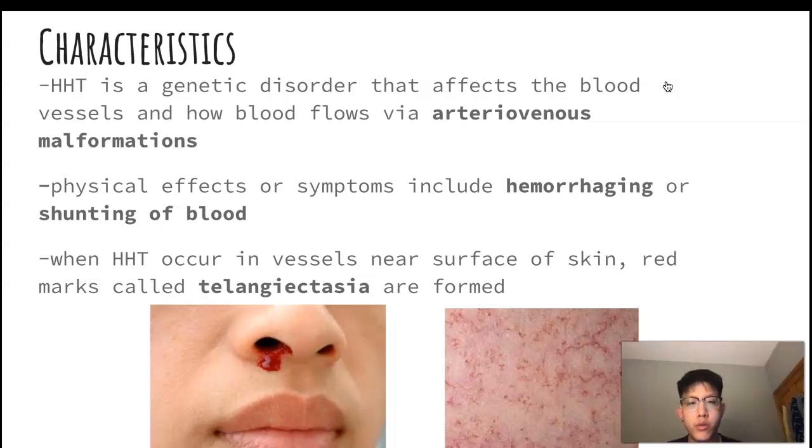And due to arteriovenous malformations, it may cause the high blood pressure flow from arteries directly into the veins, and this elevated blood pressure contributes to the enlargement of blood vessels and bleeding. So when people have chronic or very frequent nosebleeds, it can be a clinical indication of HHT. And when HHT forms near the surface of the skin, the red marks that are formed are called telangiectasia, which is part of the disorder's name.